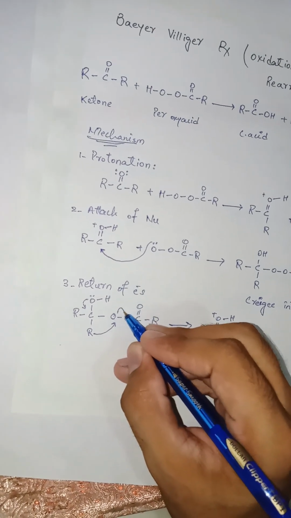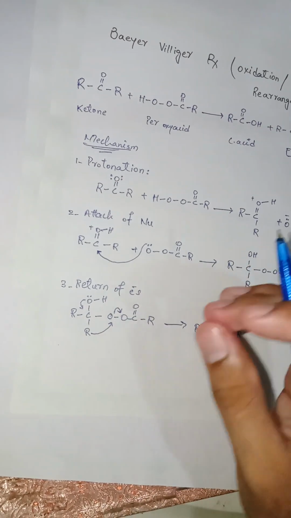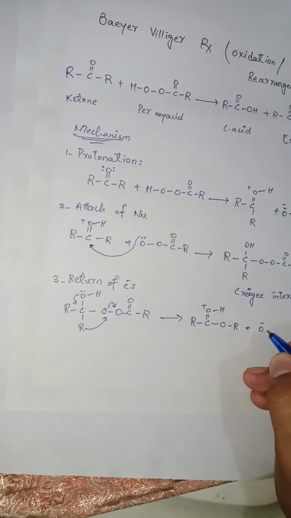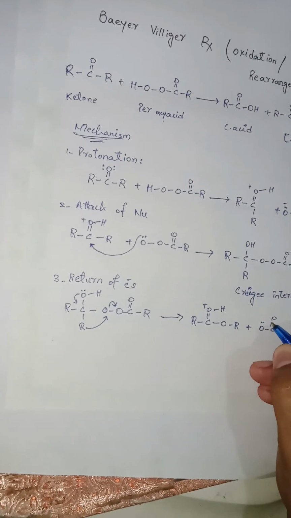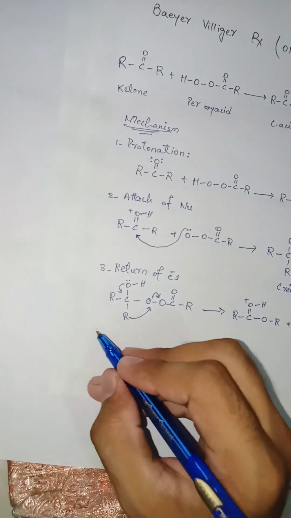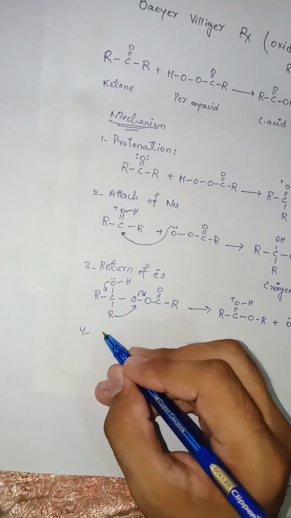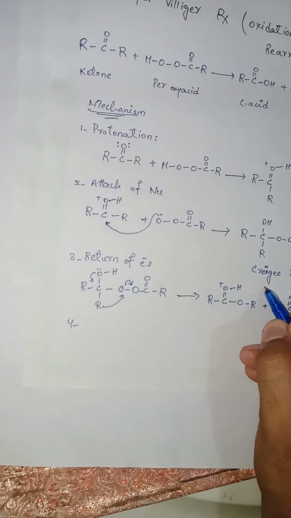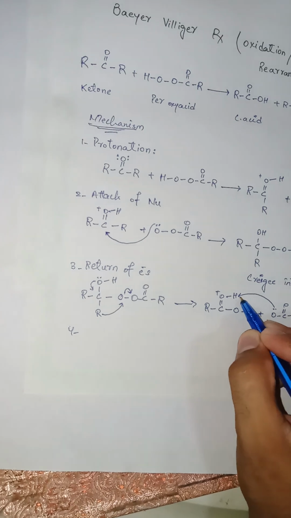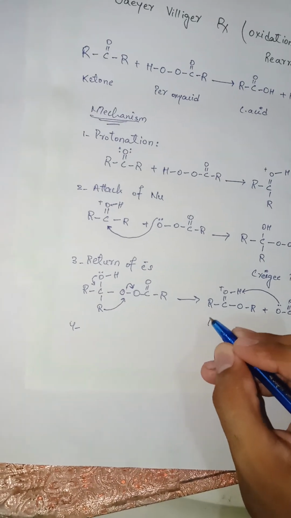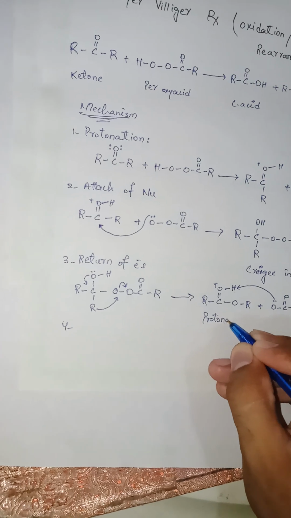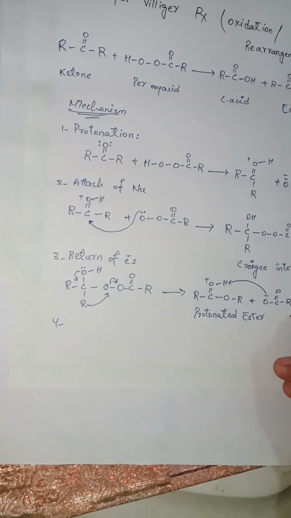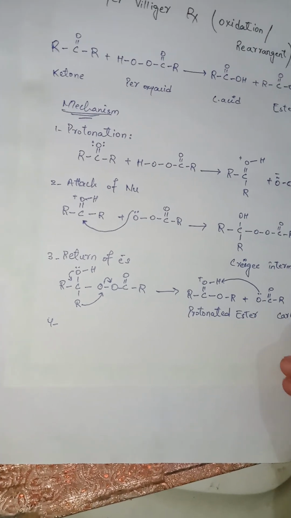This oxygen, these electrons will move towards oxygen, and there is a lone pair of electrons on the oxygen atom and the remaining carbonyl and alkyl group. In the fourth step, this lone pair captures this proton. This is a protonated ester, and this is a carboxylate.